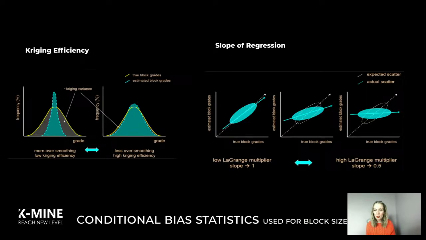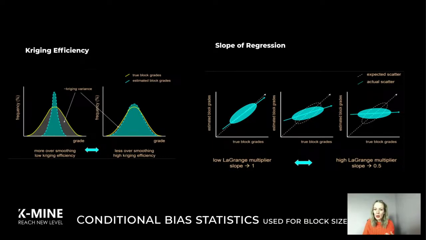The second statistic used for optimization is the slope of regression, or conditional bias slope. This statistic summarizes the degree of oversmoothing for high and low grades. It represents the regression slope of the estimated block grades against the corresponding true yet unknown grades. Ideally, the optimal result is a slope of 1 and a Kriging efficiency of 100%. However, in practice, common values typically fall within the range of 80 to 90%.